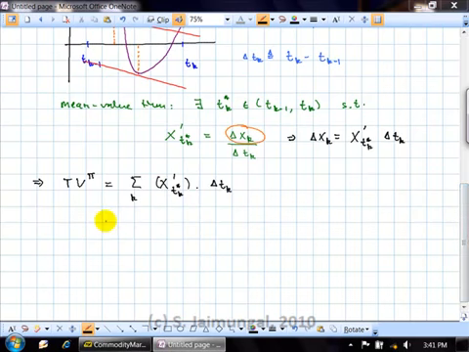Now, what does that converge to as pi goes down to 0, as the norm of pi goes to 0? Okay, let me draw another little diagram here for you, and you'll recognize it immediately. Okay, so we've got some partition, not necessarily equally spaced.